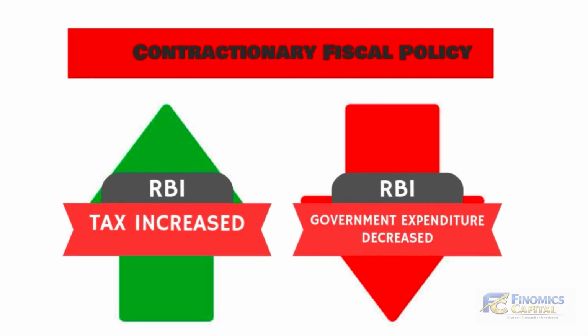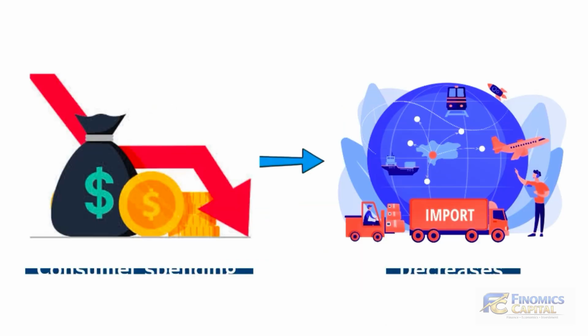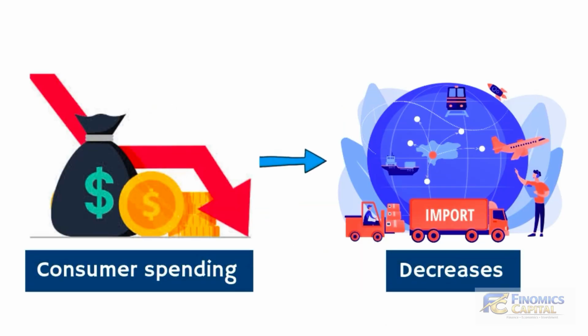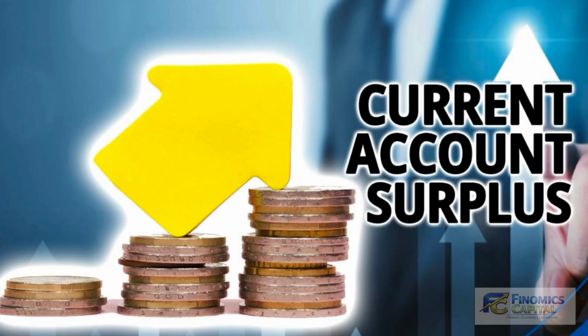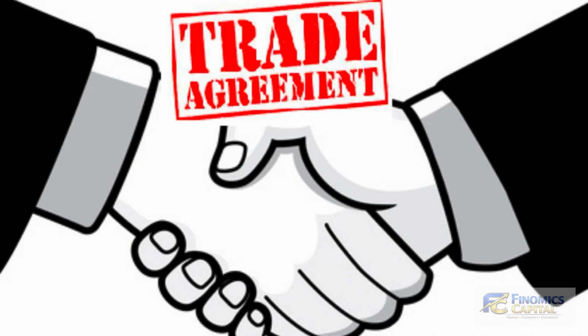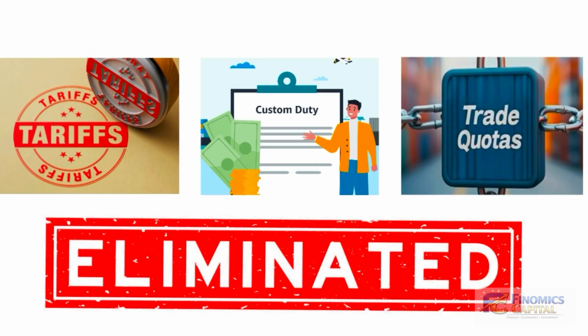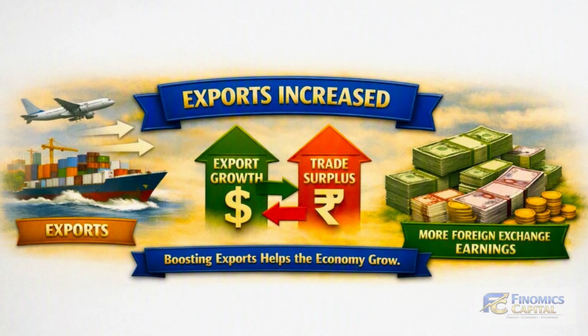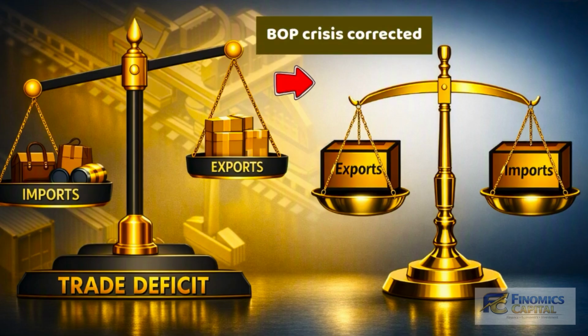Contractionary fiscal policy was also implemented, increasing taxes and reducing government expenditure. This reduced consumer spending. With imports decreasing, the current account surplus increased, and the balance of payment was corrected, which had become highly deficit. India also made some trade agreements, due to which tariffs, customs duty, and trade quotas were removed. This increased exports. And the balance of payment was corrected.